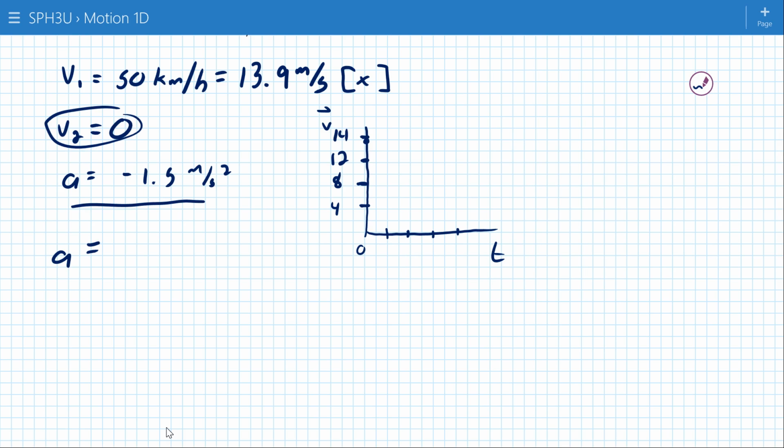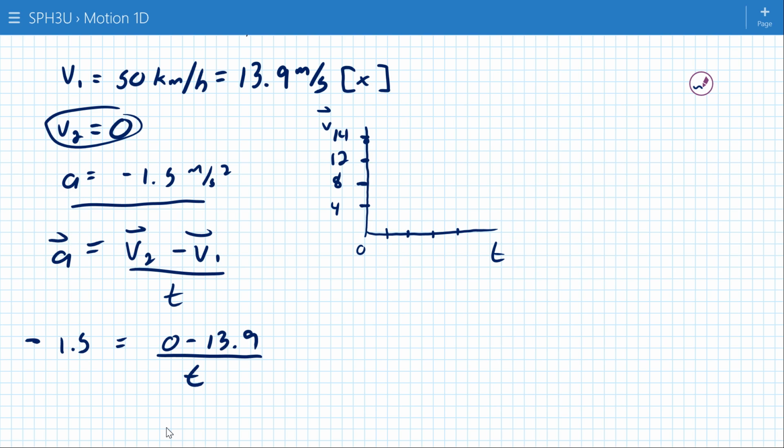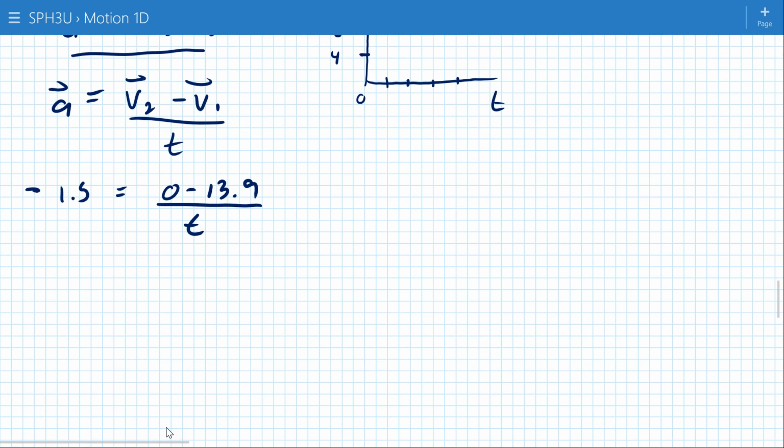So the formula is a equals v2 minus v1 over time. And I know I got negative 1.5 equals 0 minus 13.9 over t. Hopefully it's not an issue for a grade 11 physics student, but if you have a variable on the bottom, be polite with my units there.